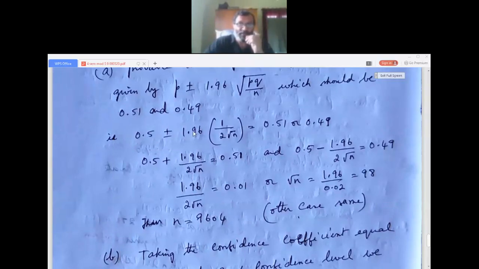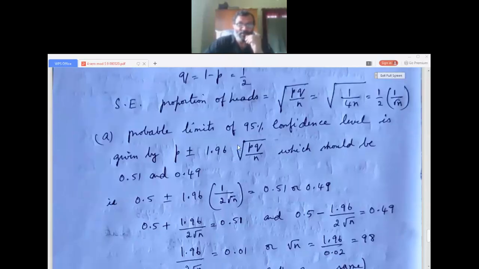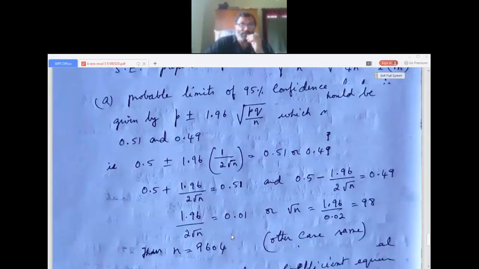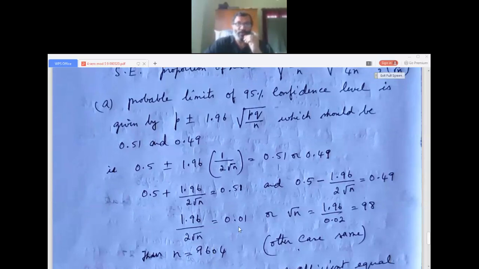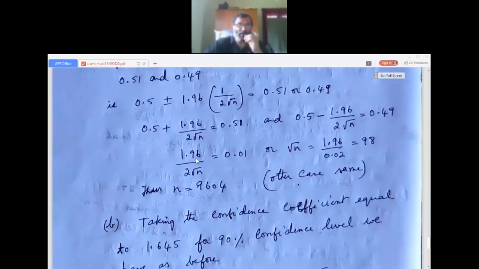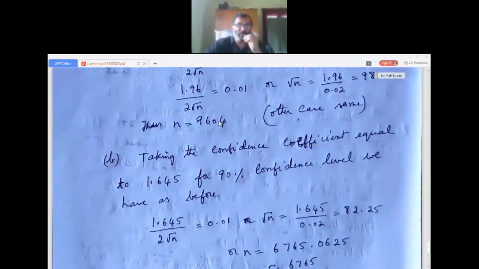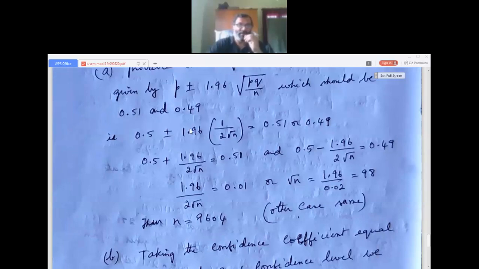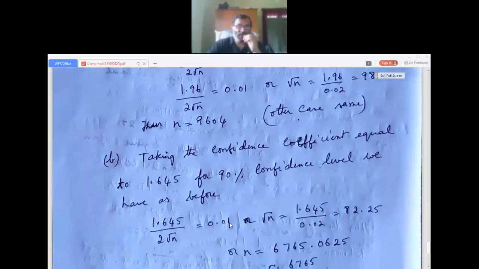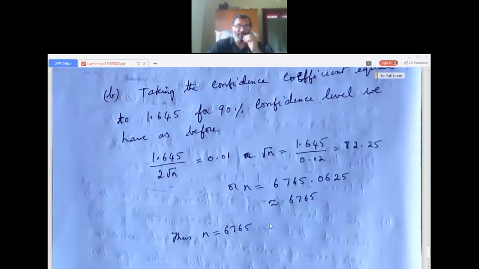For 95%, the formula is P plus or minus 1.96 square root of PQ by n. For 90%, it is P plus or minus 1.645 square root of PQ by n. So doing it in the same way, the only change will take place here. 1.645 by 2 root n equals 0.01, and everything is the same. Just put 1.645 in place of 1.96. Same thing, so 0.01. Okay, so calculate n, you will get 6765.